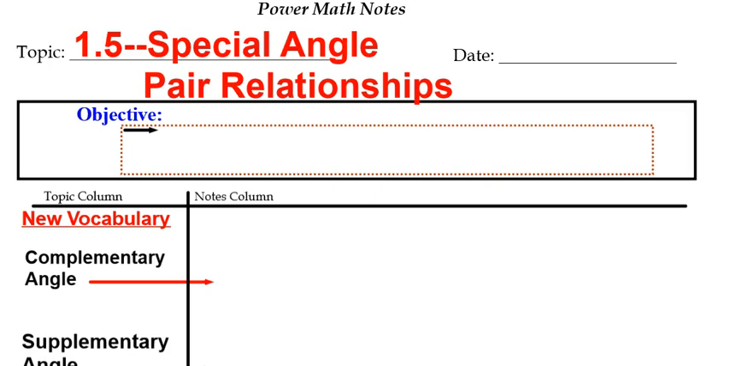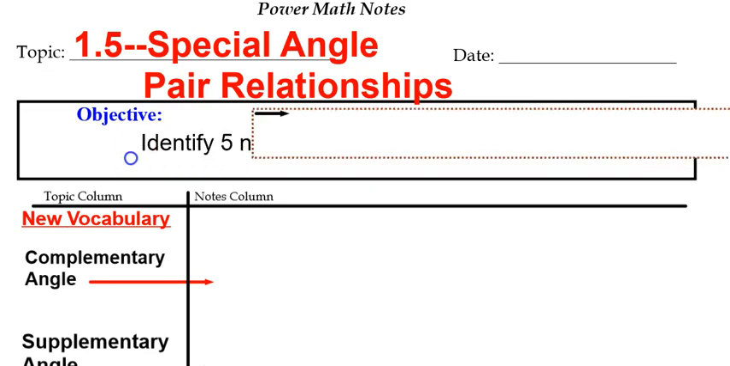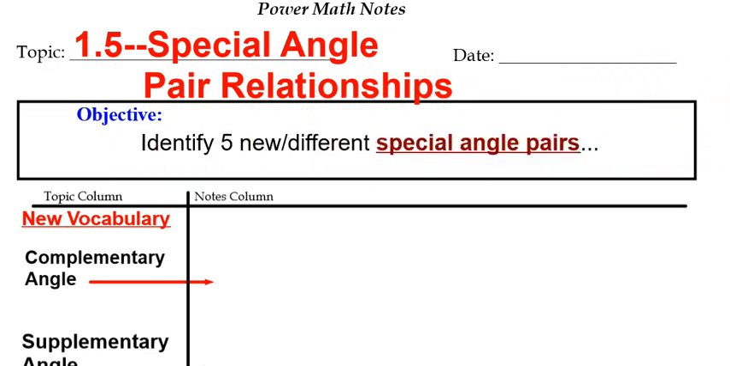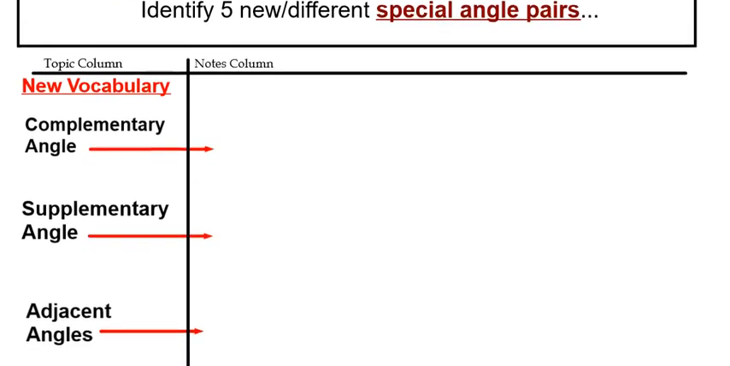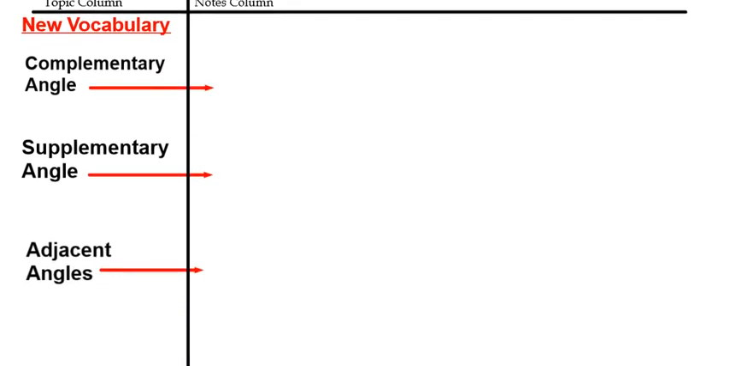All right, gang, let's work on lesson 1.5, special angle pair relationships. We're going to be talking about all different kinds of angles, lots of vocabulary in this one, so you want to pay attention. This would be a good lesson for flashcards or something like that. So, our goal for today is to identify 5 new different special angle pairs. 5 is a lot. We have to pay attention to our vocabulary, make sure that we get this all down. So, let's give it a start.